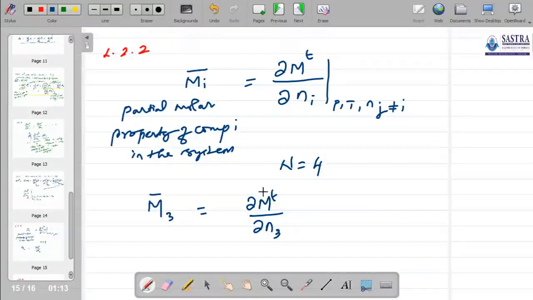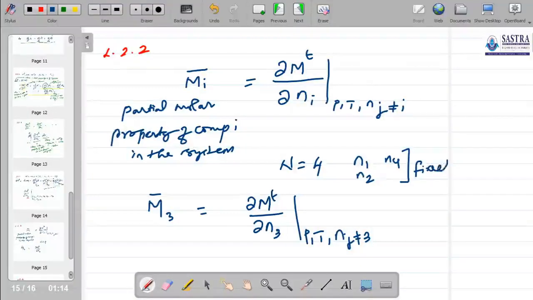I have to measure the system property with respect to the moles of the third component, keeping pressure, temperature and the moles of all other species other than 3 constant. That means the moles of the first, second and fourth components, N1, N2 and N4, will remain fixed. I can only change the third component and measure the total property of the system, and this partial derivative is called the partial molar property.